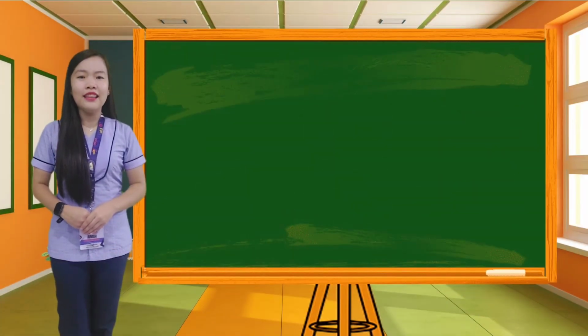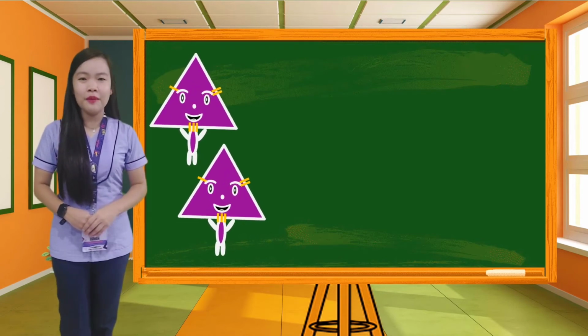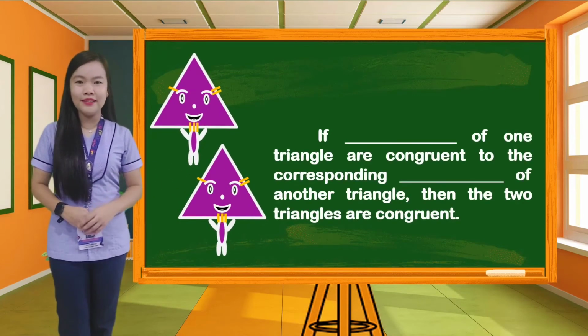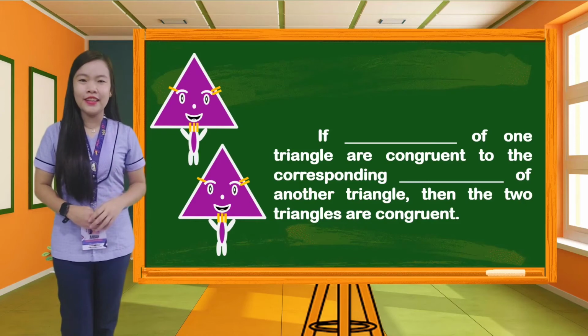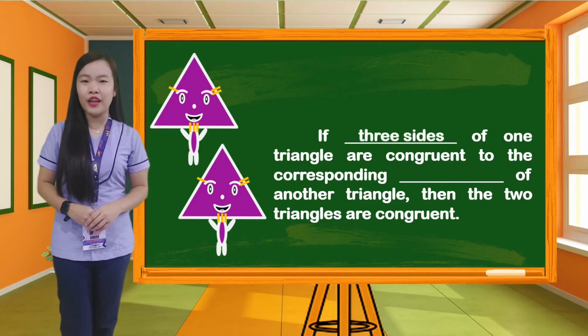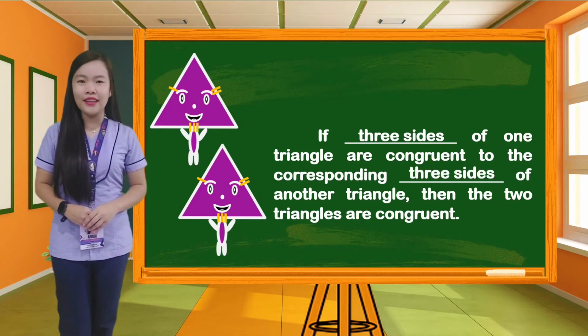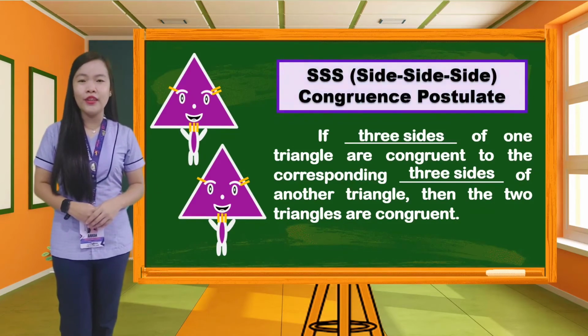And lastly, let us have again the SSS twins. Based from their marks that are identical, will you complete this statement? Very good! If three sides of one triangle are congruent to the corresponding three sides of another triangle, then the two triangles are congruent. And that is the SSS, or side-side-side congruence postulate.